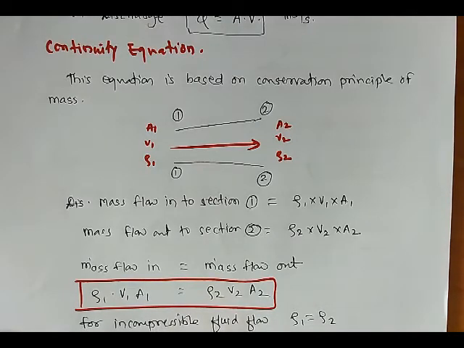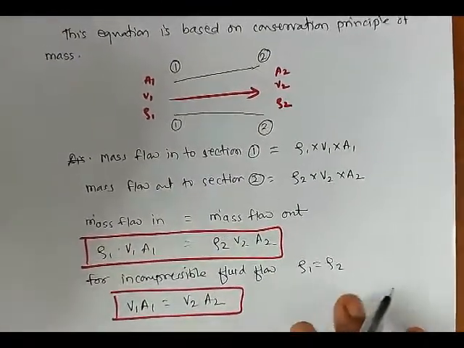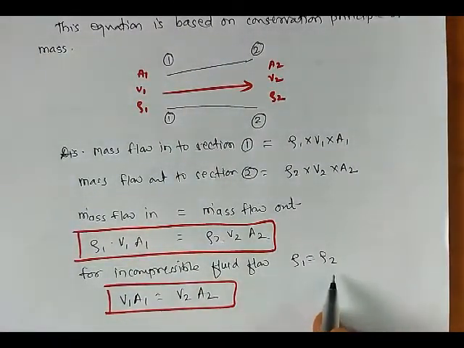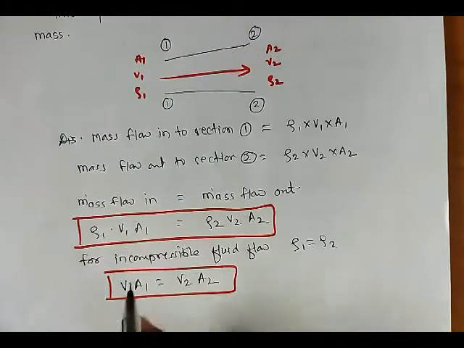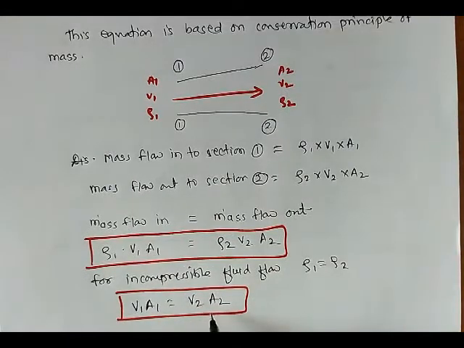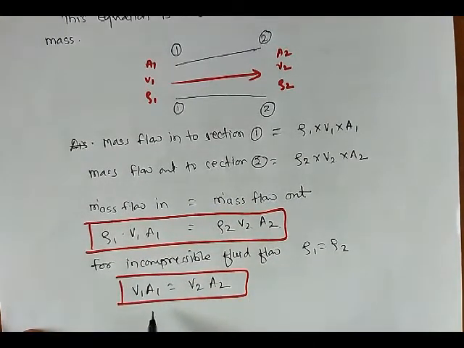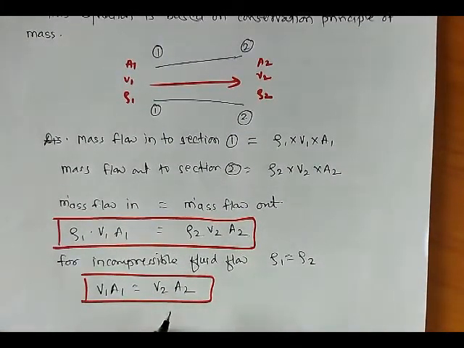But for incompressible fluid flow, density is always constant, so ρ1 is equal to ρ2. If we substitute this, we get the continuity equation in simple form: the product of area with velocity at one section is equal to the product of area into velocity at the other section. So this is called the continuity equation. This is a very simple form of the continuity equation.